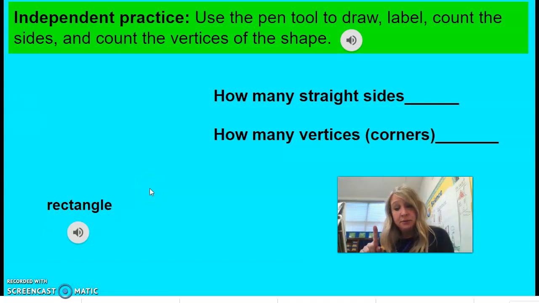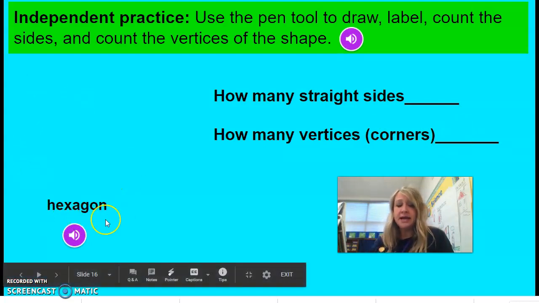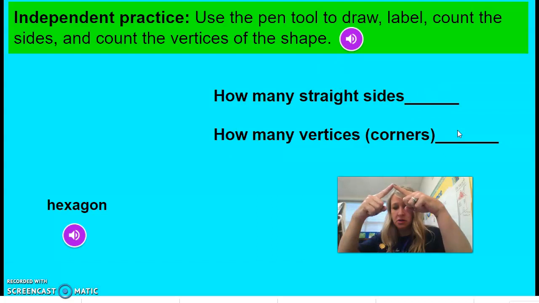If you don't remember what a rectangle looks like, you can go back into our vocabulary and find the one that's a rectangle. Draw a rectangle. Count how many straight sides, how many vertices. Those are the corners. Vertices. Okay. And write the number right there. Same thing with this one. You're going to draw the shape, hexagon. Count how many straight sides and how many vertices. Vertices are corners.